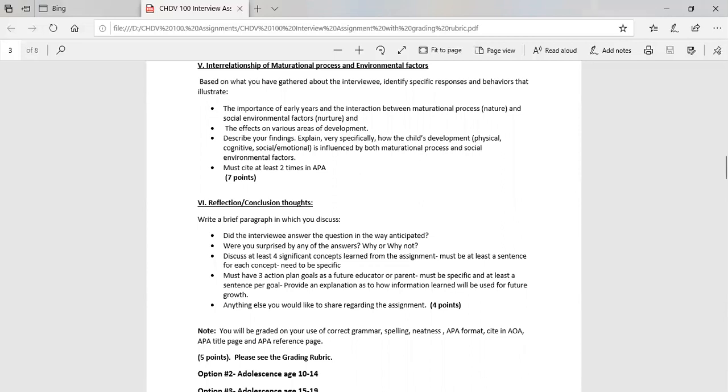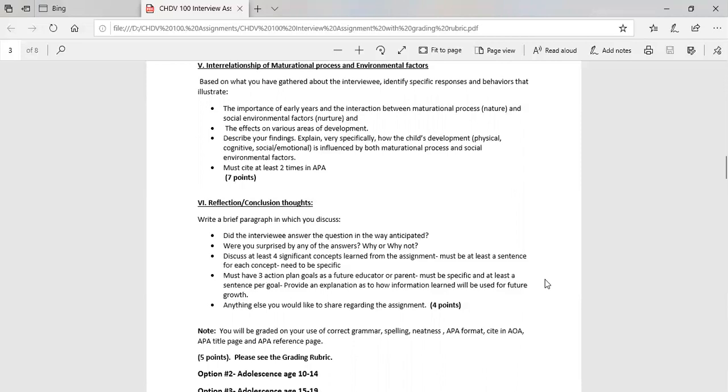And then in your conclusion reflection, you're going to basically describe, did you anticipate for this to happen? Are the responses to be accurate or not? Or is there anything that surprised you? Why or why not? One of the key things is stating at least 4 specific concepts that you've learned about the assignment. So with these concepts, they can't just be a list. It does need to be at least a sentence for each concept, and you need to be specific.